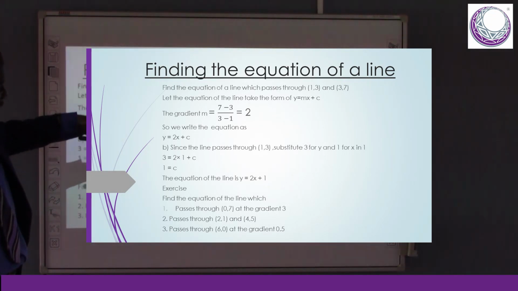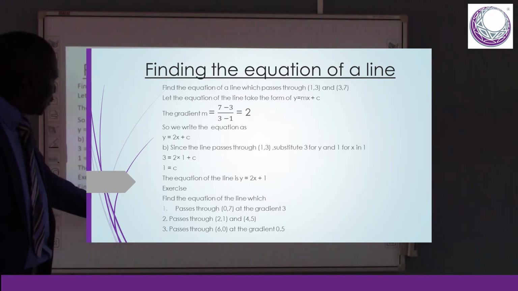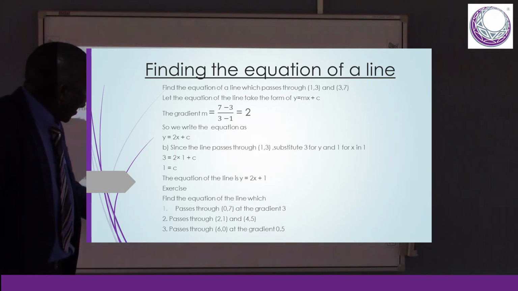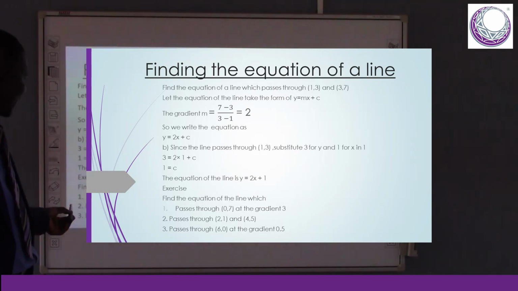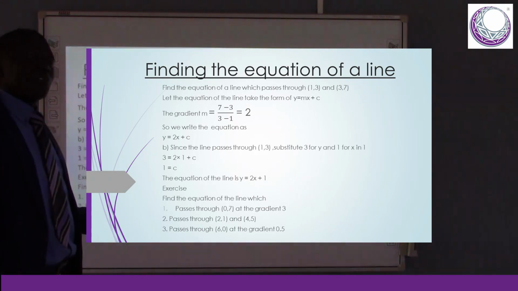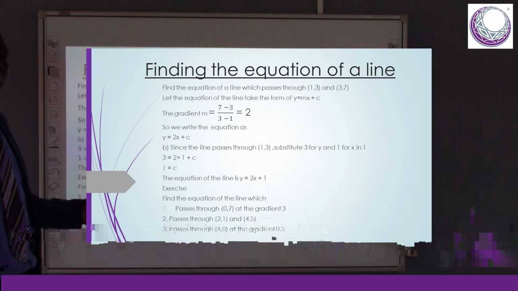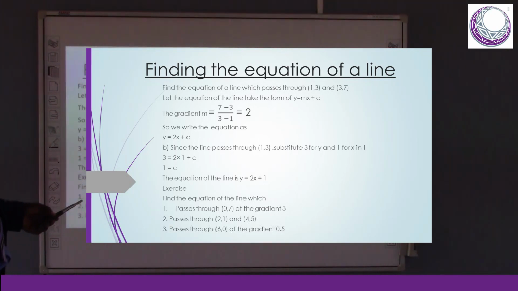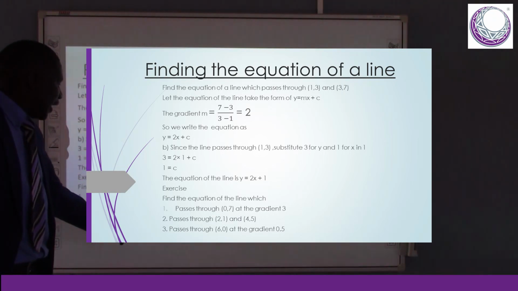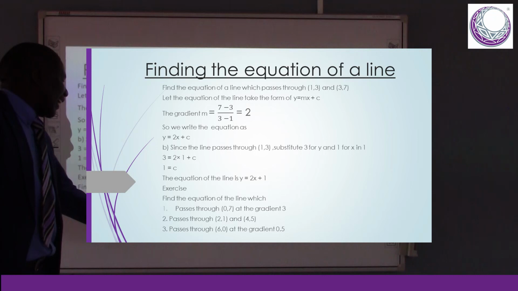Now that the gradient is known to me, I can choose between the 2 points to find the value of c. I can take 2, 1, or I can take 4, 5. It all depends which point I want. But I should take a point that is very comfortable with me. Right?